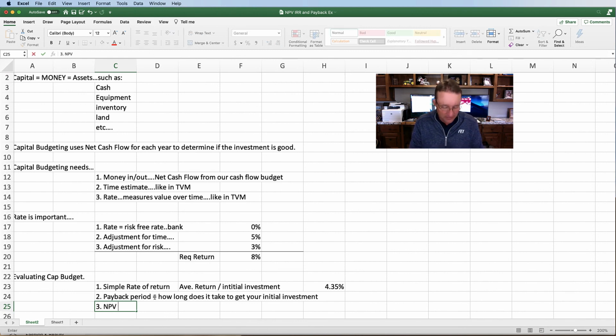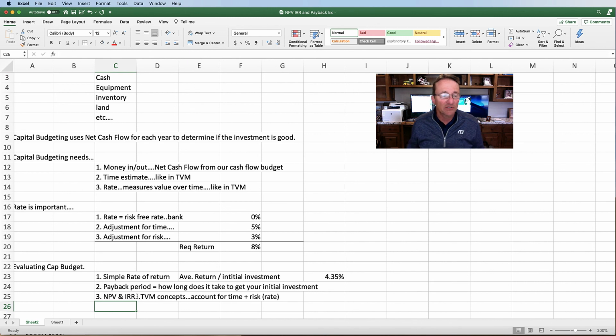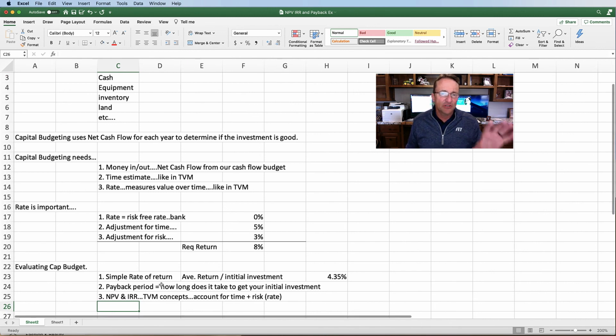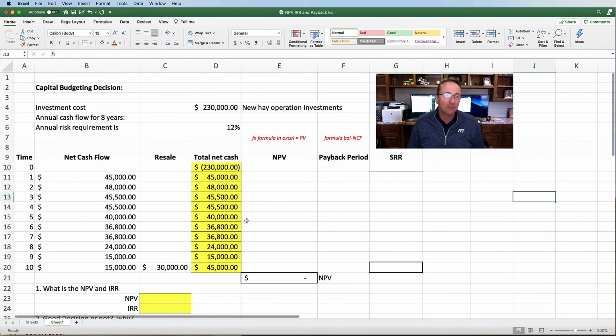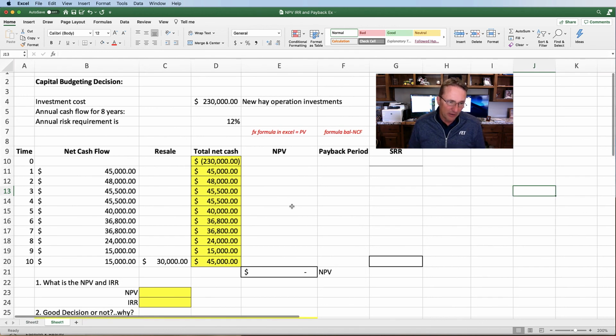The best way is called net present value, and internal rate of return. These are time value of money concepts. They account for all we need. They account for time, plus they account for risk, which really is the rate. Those are the things that it accounts for, and that is what we want to focus on. All right, so that's enough of the notes and the terms. Let's go look at an example. I'm going to work through this quickly, but you can follow along later on, play the video.